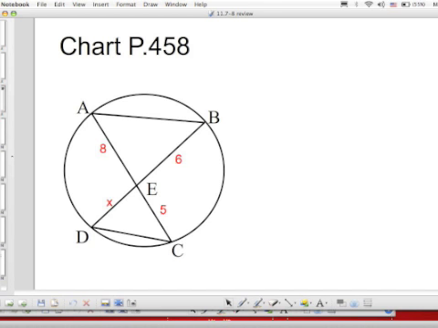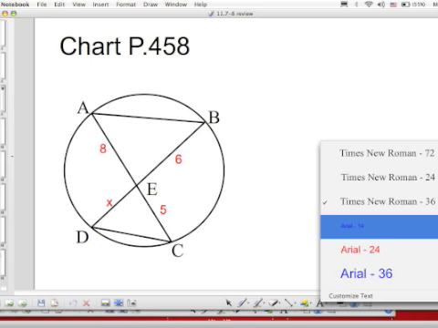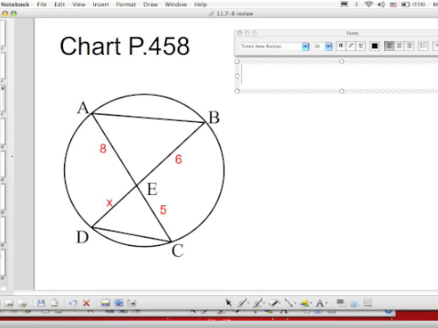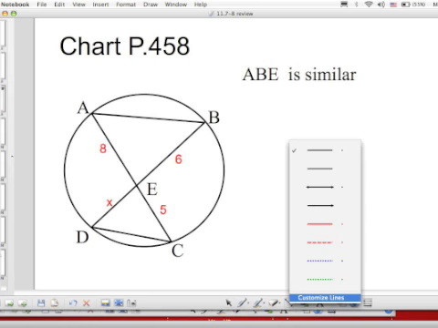In this circle, you have four chords, two chords crossing each other in the center and forming two triangles. If you were asked to name two similar triangles, you've got to start by identifying the angles that would be corresponding to each other. So, if we start with triangle ABE and say that it is similar to the other triangle, we need to make sure we get the correct angles together.